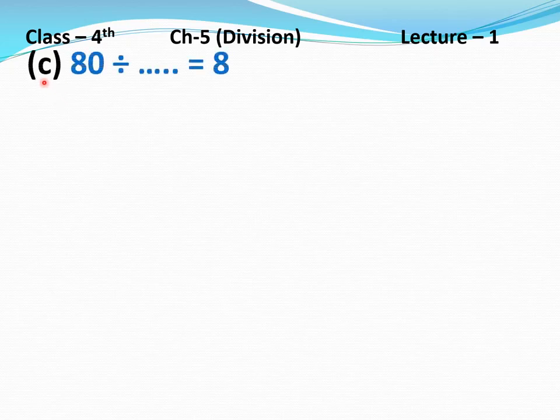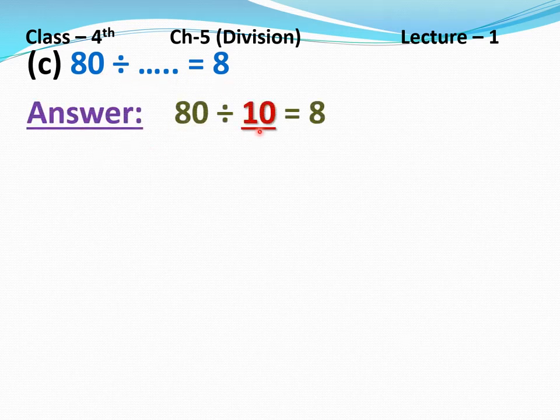Now, C part, 80 divide dash equal to 8. By which number you will divide so that you will get 8? We will divide by 10. 80 divide 10 equal to 8. Write down answer. 80 divide 10 equal to 8. How? See, this 0 and this 0 will be cancelled. 80 divide 10 is 8 divide 1 equal to 8. Okay, so that's why answer is 10.